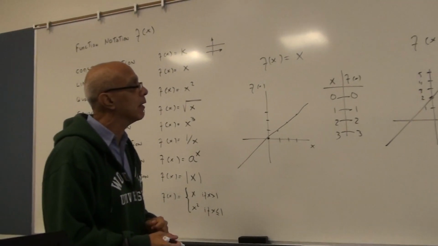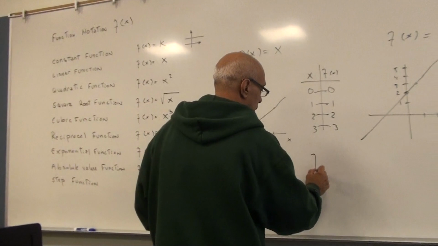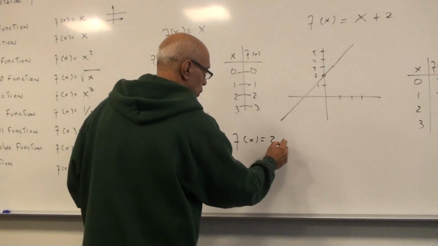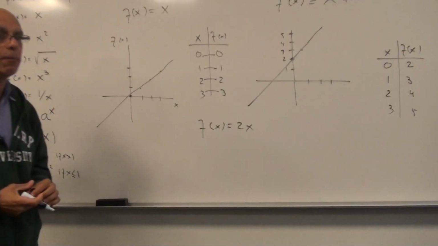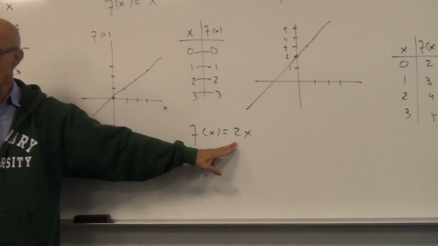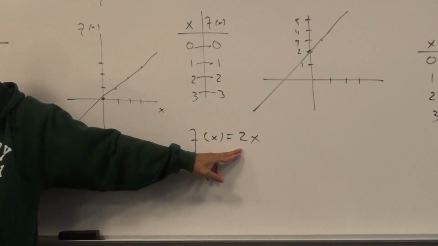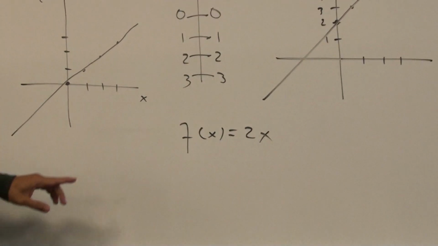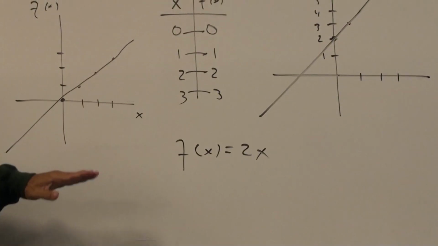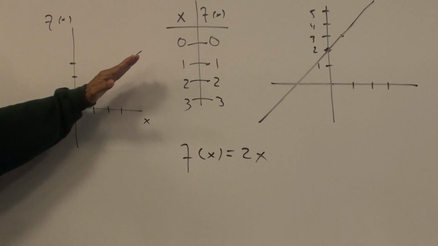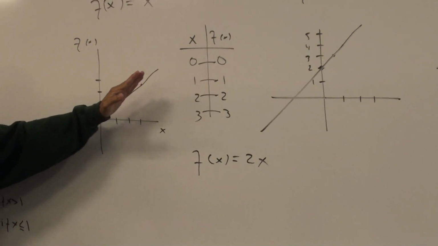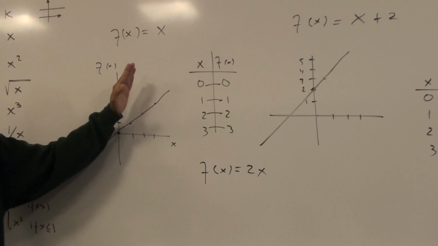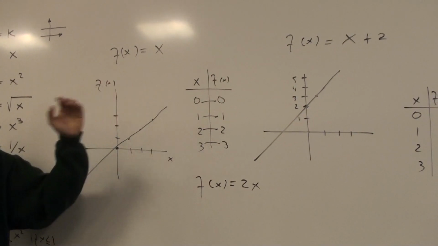What if I had now f of x equals 2x? What's going to happen now? What is this 2 going to do to the line? Increases the slope. It increases the slope, so that means the line is going to be steeper, higher, okay?